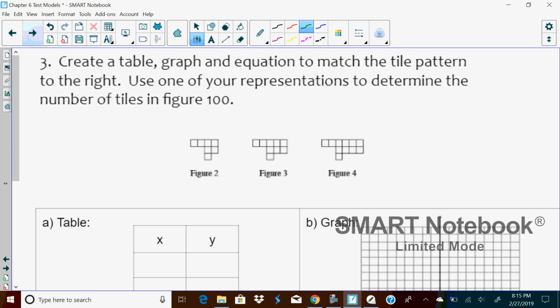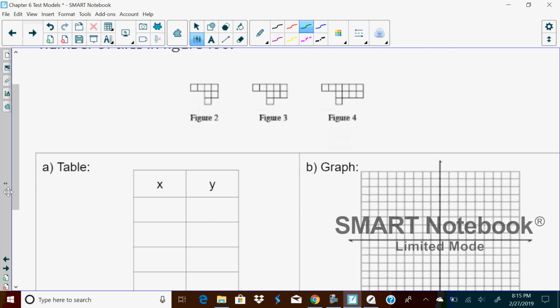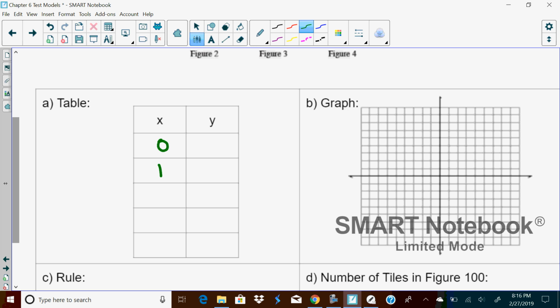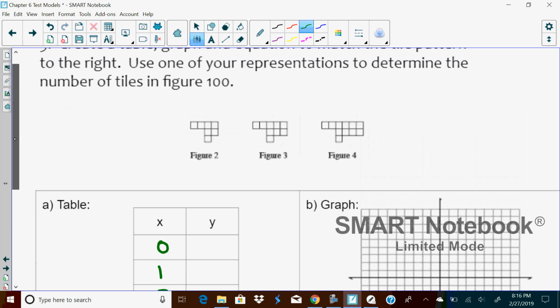Third one, create a table, a graph, and equation to match the tile pattern. Use one of your representations to determine the number of tiles in figure 100. So I know I need to find 0 and 1, but I don't have those. But I do have 2, 3, and 4. So I'm going to use those to figure out the pattern.